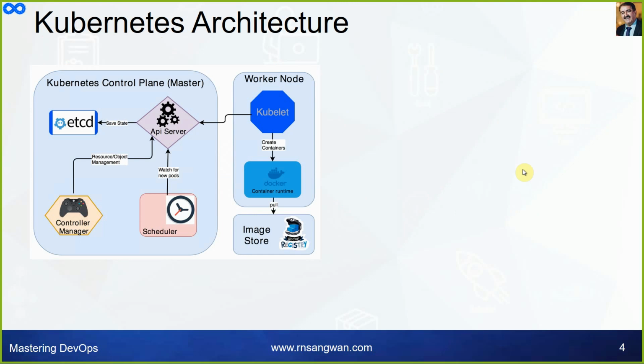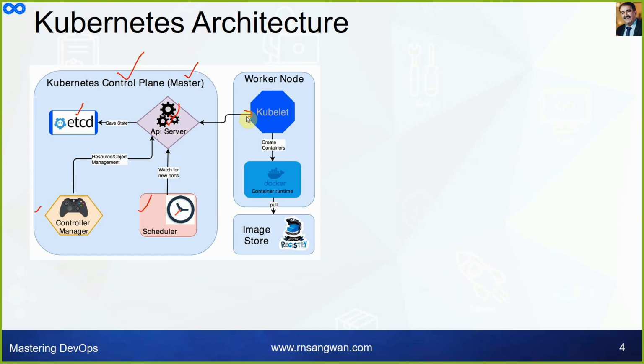This is the architecture of Kubernetes. The Kubernetes control plane, or the master, is running the API server. The API server stores the data in etcd. The cluster data and state of the cluster is stored in the etcd database, which is a distributed database. Controller manager and scheduler, every component interacts with the API server.